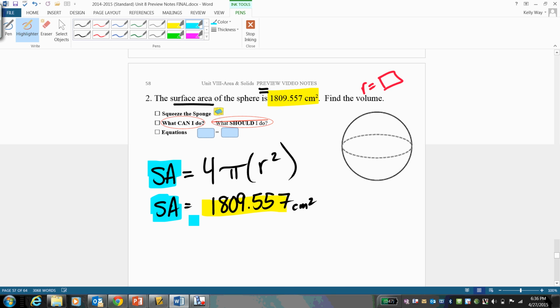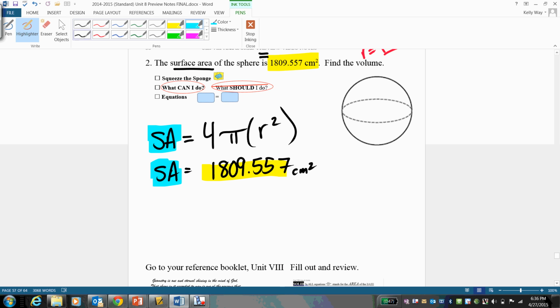You see those are equal? So we can make them equal. We can write 4 pi r squared equals 1,809.557. Our goal is to get the radius by itself, because that's all we need is that radius. So I'm going to start by dividing by 4 pi.